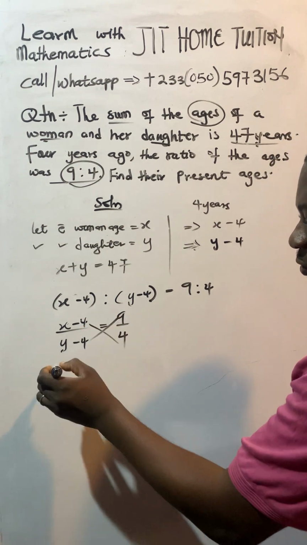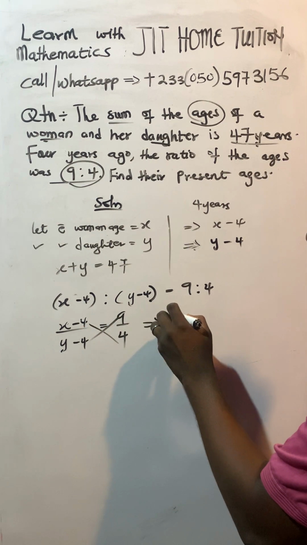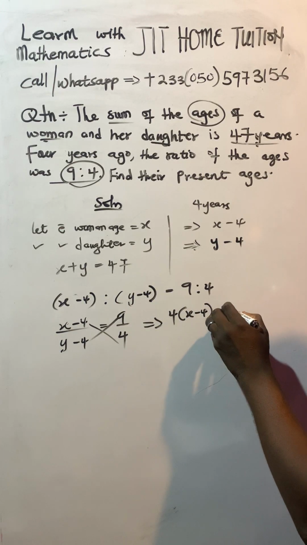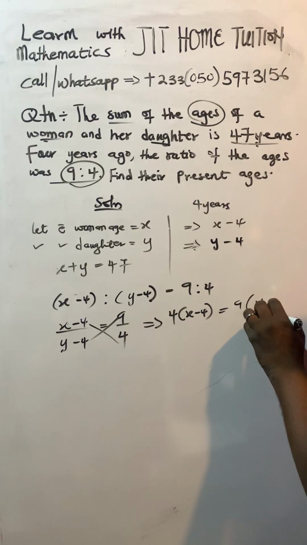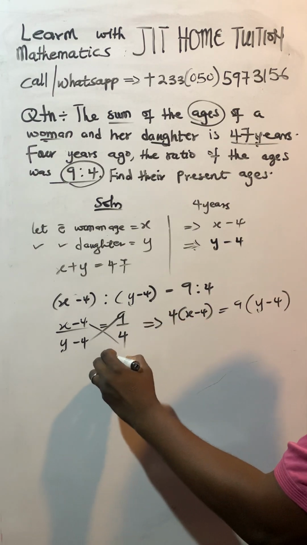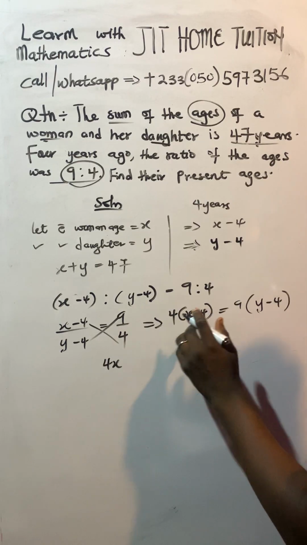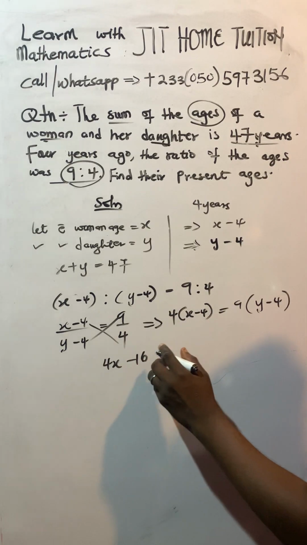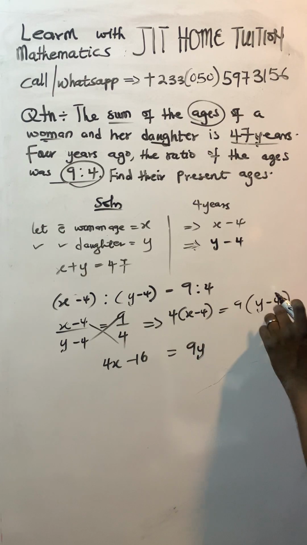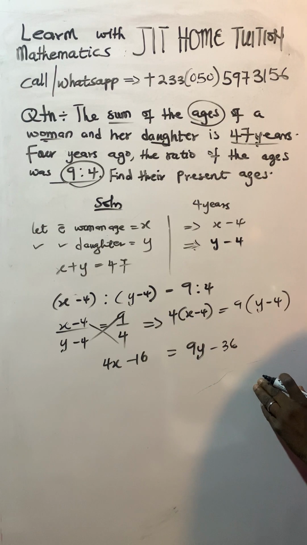All right. And that will give you 4 multiplying (x minus 4) equal to 9 multiplying (y minus 4). So you try to simplify from here. This one multiplies this, you have 4x. This one multiplies this, you have negative 16. This one multiplies this, you have 9y. This one multiplies this, you have negative 36.